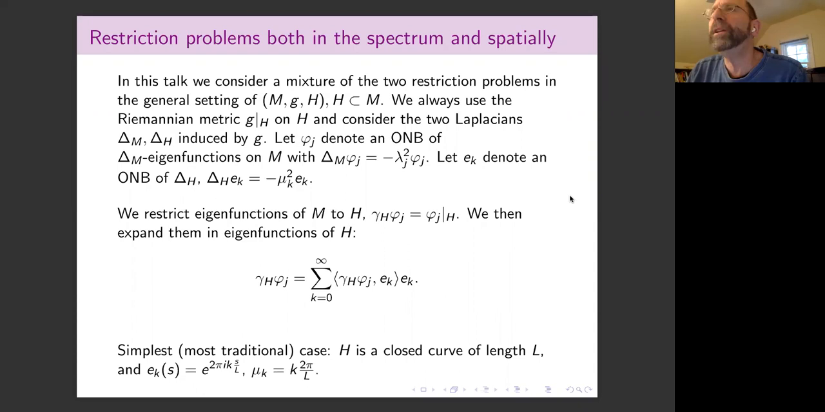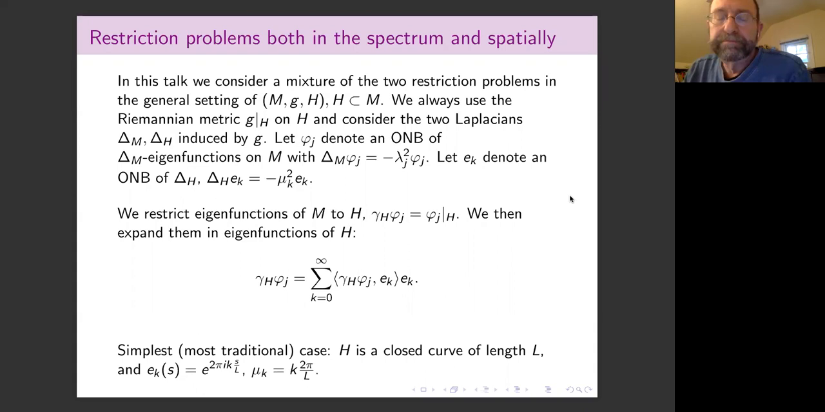And so we let φ_j, throughout the talk, denote an orthonormal basis of eigenfunctions on the global manifold. I denote the eigenvalues by λ_j squared. So λ_j for me is a frequency. And then for H, we denote an orthonormal basis of eigenfunctions by e_k. And the notation is intended to remind you of e^{ikx} or something, so that you can keep track of which eigenfunctions are on which manifolds. So we're going to restrict the global eigenfunction φ_j to H, and then we are going to expand it in terms of eigenfunctions on H. So I call that a Fourier expansion.